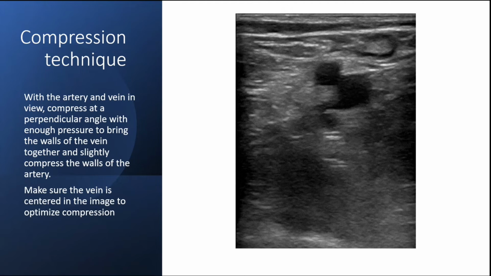For the DVT ultrasound, this exam involves compressing the identified vein and confluences to identify whether there's a clot or not. First, when we are doing the compression, we need to make sure the vein and artery are in the center of the view, and then we compress at a perpendicular angle with enough pressure to bring the walls of the vein together and slightly compress the walls of the artery.